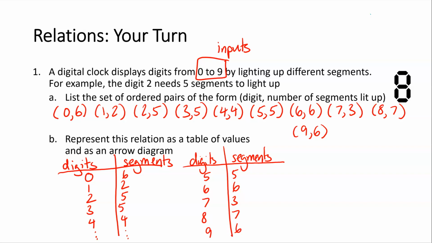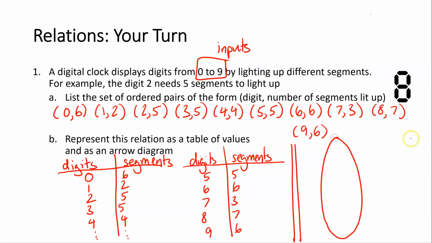And again, the important thing to remember here is inputs on the left and outputs on the right. And for your inputs, the inputs need to be from least to greatest. Same thing with an arrow diagram. So let's do our arrow diagram.